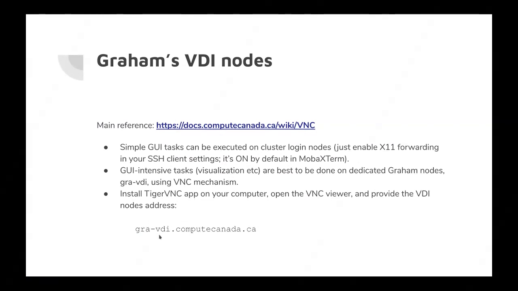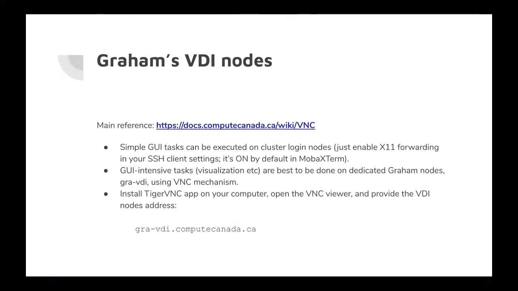And inside, you type the address gra-vdi.computecanada.ca. What happens? It will allow you to access special nodes which were set aside just for visualization purposes. So these are not compute nodes. These are special visualization nodes which are shared by multiple users. So performance may not be the best, but they have pretty nice GPUs. So if you do some GPU-intensive GUI, like visualization, it's available. So let me demonstrate how to do that.